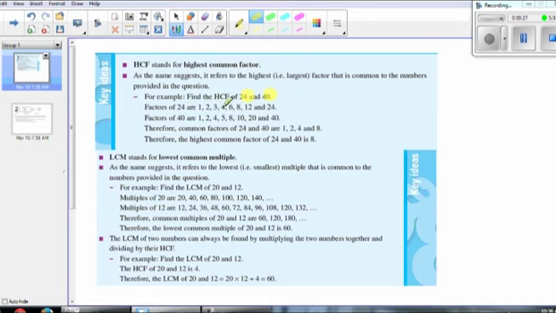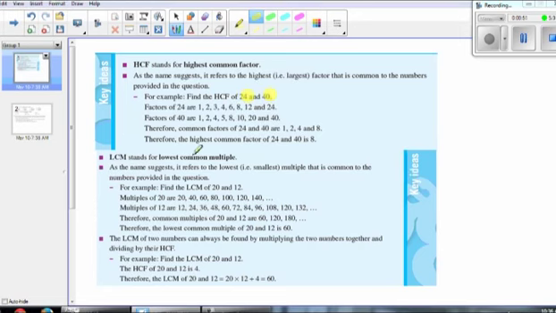2, 3, 4, 6, 8, 12 and 24. And the factors of 40 are 1, 2, 4, 5, 8, 10, 20 and 40. Therefore, the common factors of 24 and 40 are 1, 2, 4 and 8. So when you're finding common factors, it's a lot like 3.1 where we were looking for the factors. You're just finding common ones between two numbers.